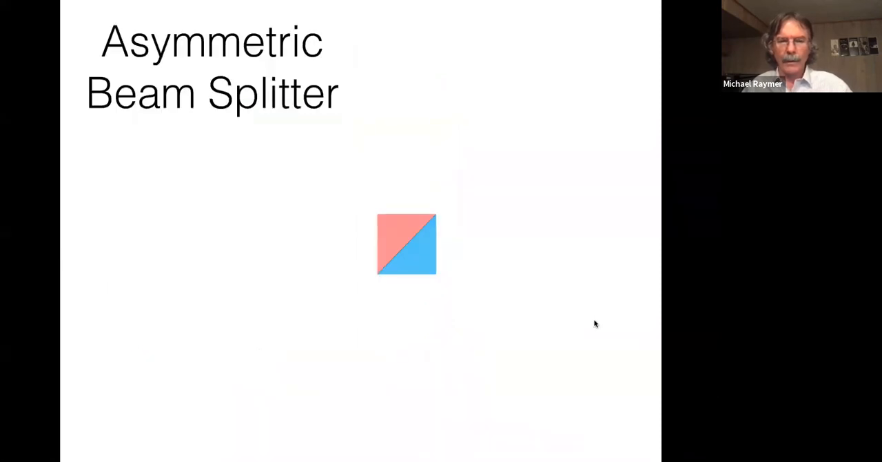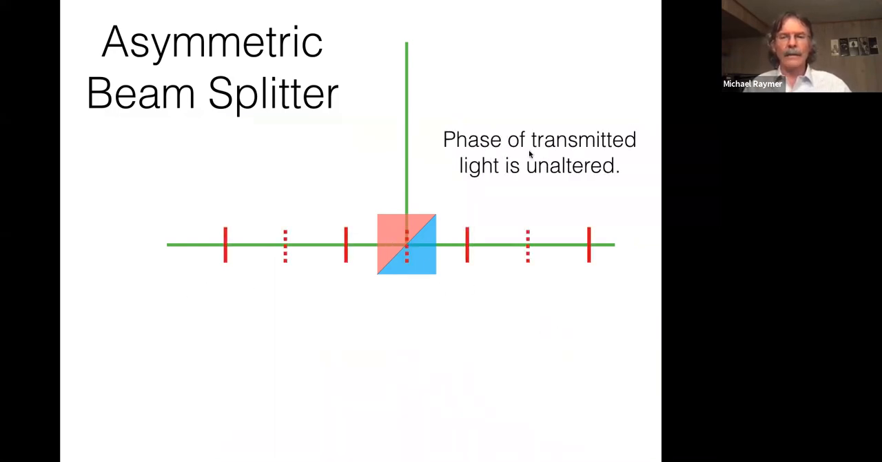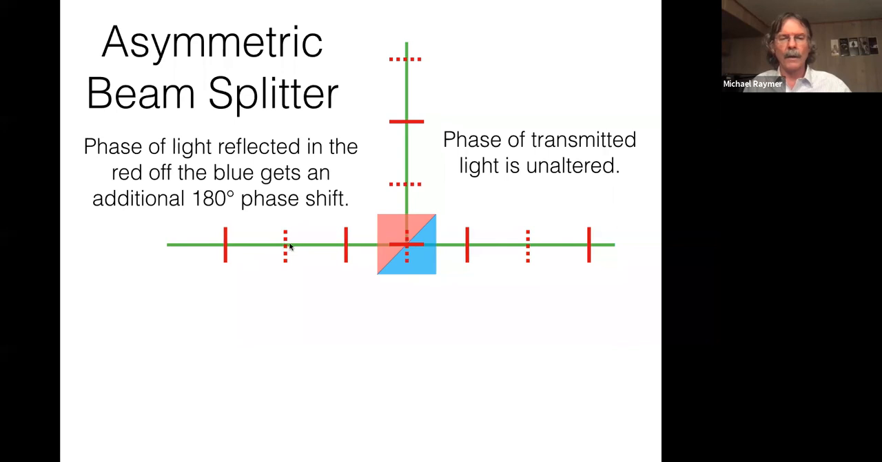Okay. So now let's consider why a beam splitter is asymmetric. We have a red side and a blue side. In reality, they're both clear, but they have an internal difference in the way the thing is built. So the convention here is that the phase of transmitted light is unaltered. So it goes peak, trough, peak, trough, peak, trough, peak, no difference. But the reflected one goes peak, trough, peak, trough, trough, peak, trough. So the reflected one, if you go into the red side and come out the red side, you get a phase flip. That's how this particular beam splitter works.